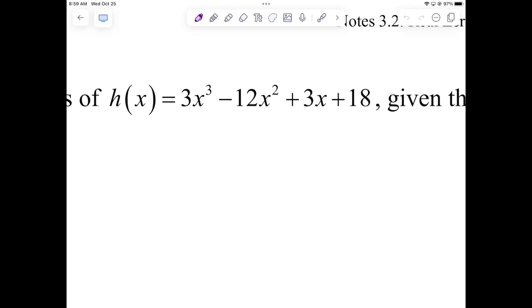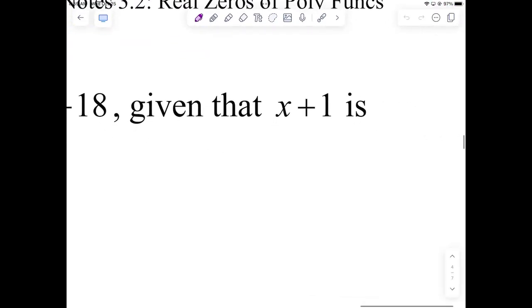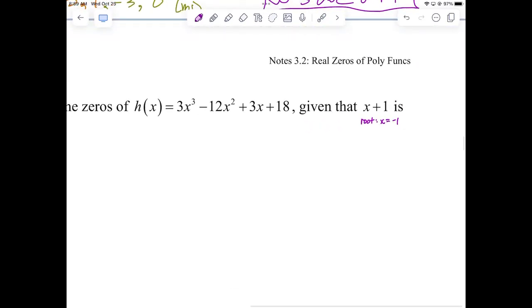So I need to know one root so I can synthetically divide. Oh, it tells me x plus 1 is a factor. So if x plus 1 is a factor, then what's the corresponding root? X equals -1. Okay, so let's go ahead and do the synthetic division. Is h of x written in standard form? Standard form, remember, means descending order of degree.